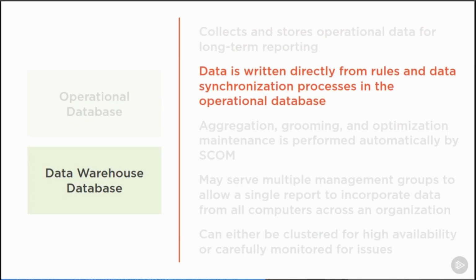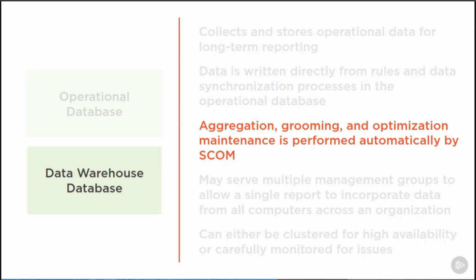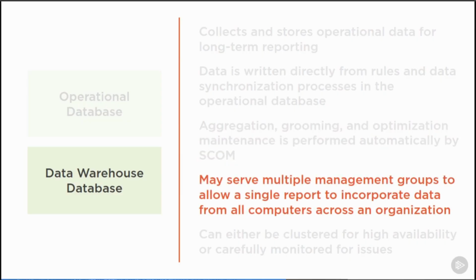Your data is written directly using rules and data synchronization processes that exist in the operational database. So you will write rules, or you will use the rules that already exist, to synchronize and offload that data from operational to data warehouse. Your aggregation, your grooming, your optimization, maintenance, all of these are performed automatically by Operations Manager. There's nothing you need to do manually to get that data moved from one database to the other. But the great thing is that a data warehouse database can be used to archive information across multiple different management groups at the same time.